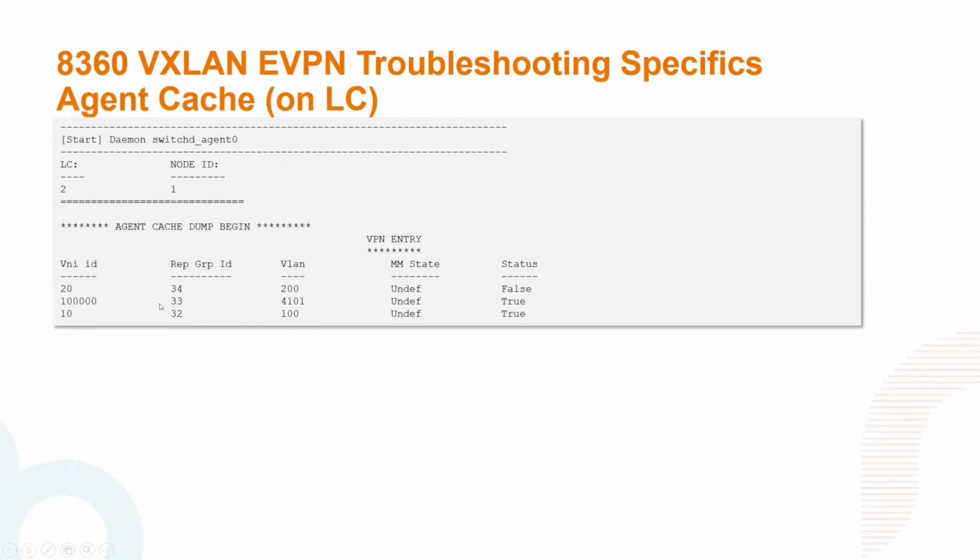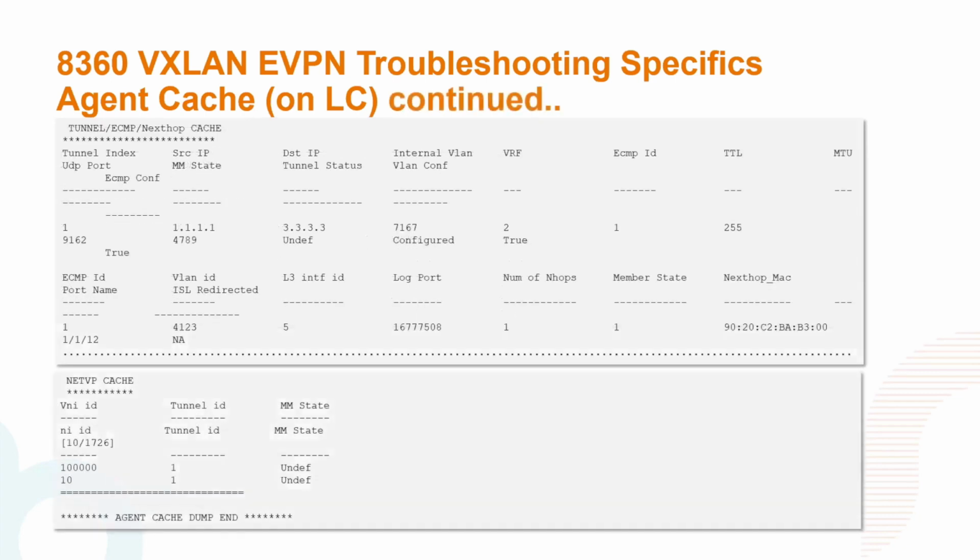And again, you have the tunnel information: what is the source IP, destination IP, and also the underlay information, which particular next hop is being used, and what's the port on which the ENCAP and the DECAP traffic has to go out and come in. That's the next hop information captured here. And again, you have the NetVP information, that means which particular VNI is associated with which tunnel. So this is mostly the cache information on the line card.